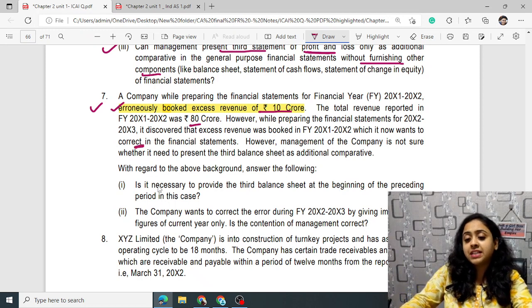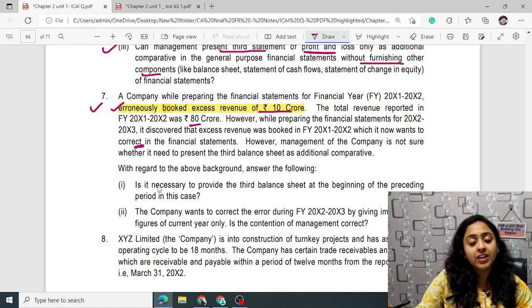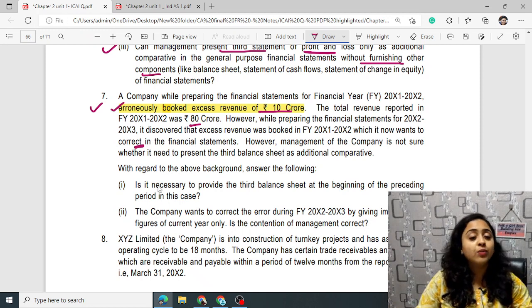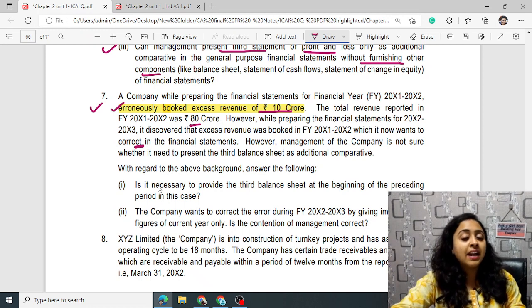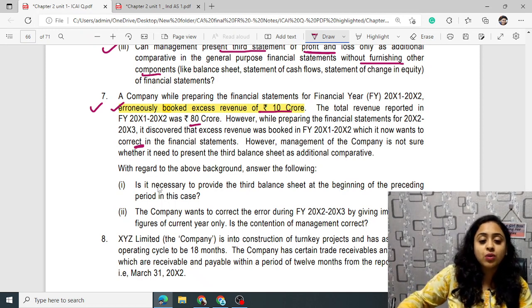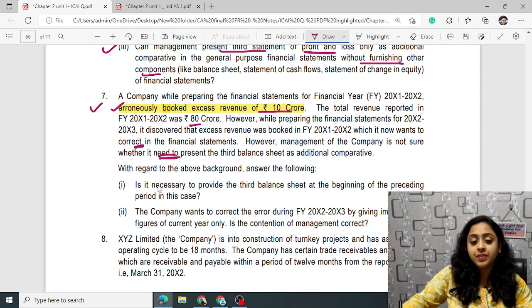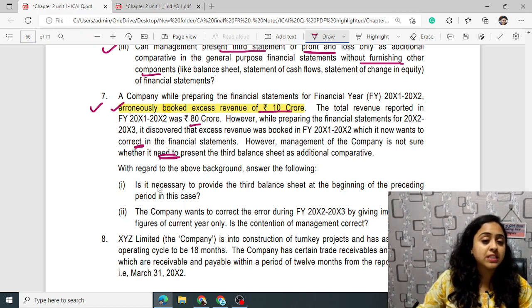However, management of the company is not sure whether it needs to present the third balance sheet as additional comparative. Okay, so a third balance sheet can be provided whenever you want, but for the correction of an error, it is never provided. You will come to know when you learn Ind AS 8. There are some accounting policy, estimates and errors, and how they will be dealt with. When additional information can be given, when not required. So whether it needs to present the third balance sheet as additional comparative. Additional comparative is only needed when you are changing your accounting policy retrospectively.